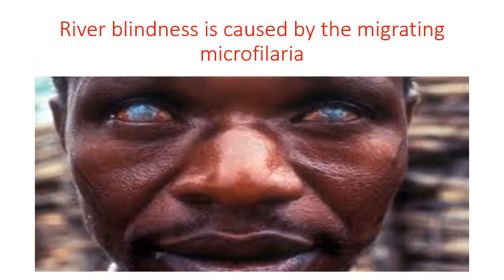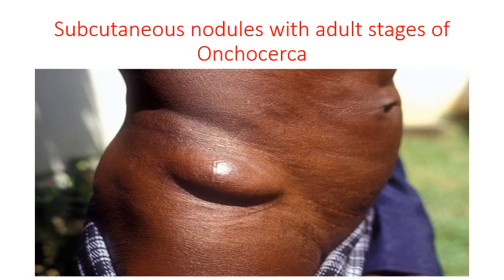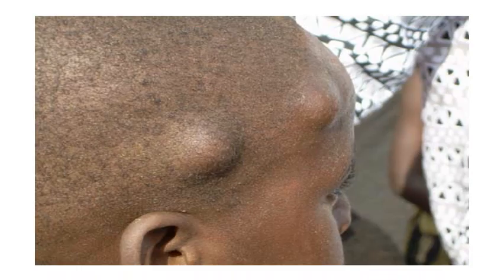So another picture of river blindness caused by the Onchocerca volvulus. And there is also the development of onchocercoma or subcutaneous nodules containing the adult stage of Onchocerca volvulus. This is just another picture of onchocercoma containing the adult stages of the Onchocerca volvulus.